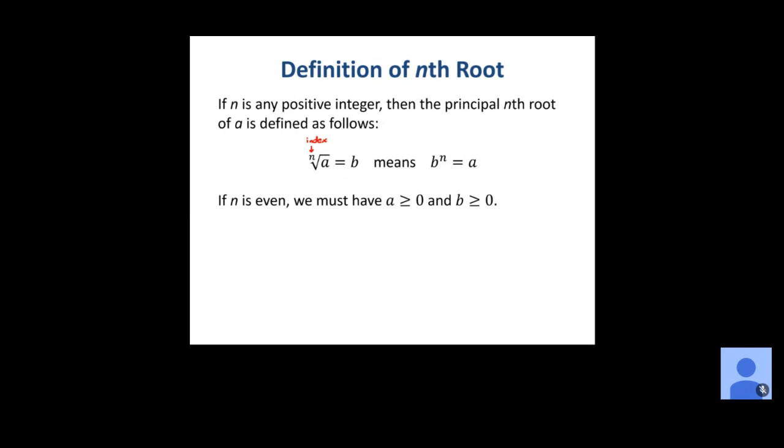So if n is even, then we must have a greater than or equal to 0 and b greater than or equal to 0. So you have to have a positive value inside and a positive result. If n is odd, you could actually end up with negative values for both a and b. So we can take a cube root of a negative value and get a negative value as the answer. But if the index is even, both of those values have to be positive.